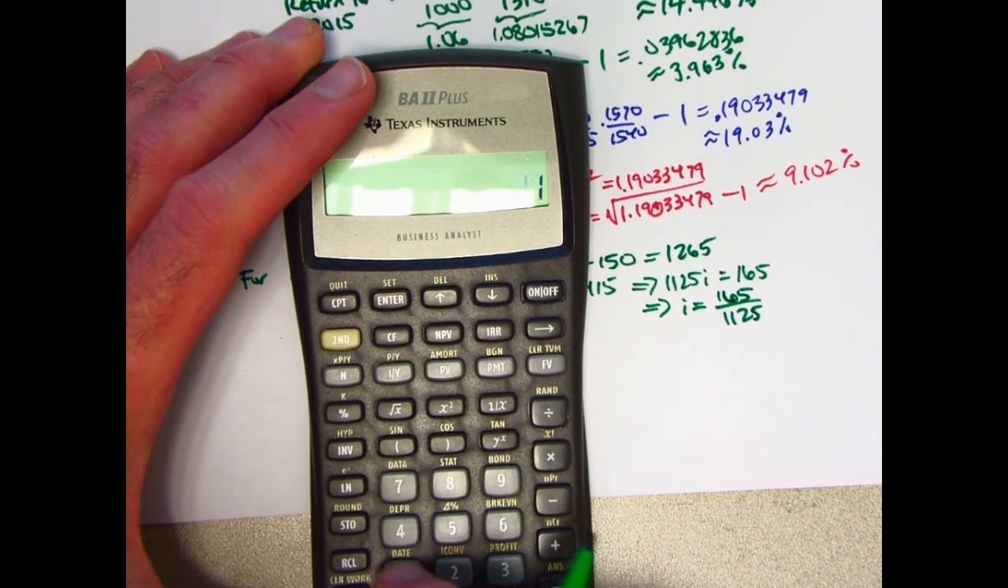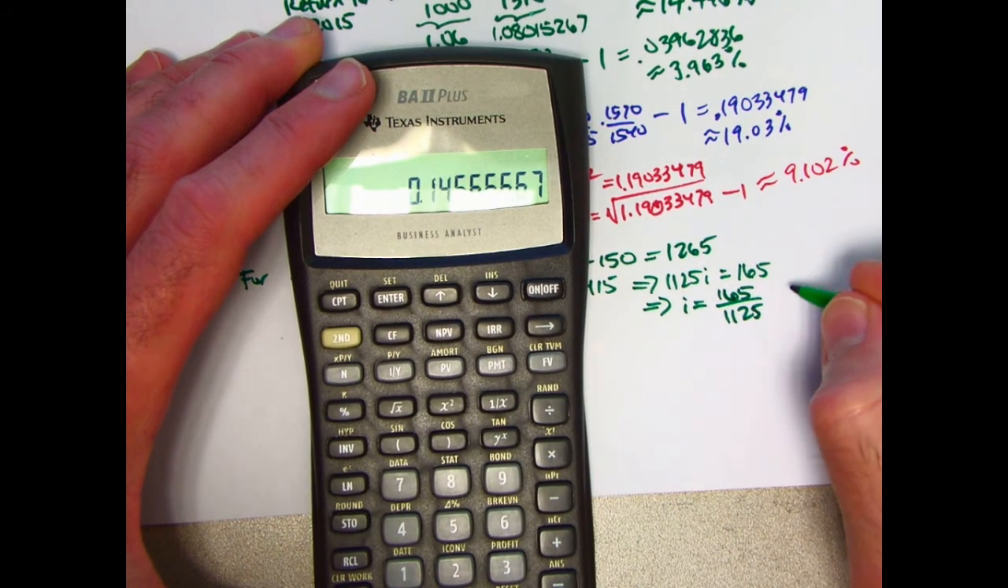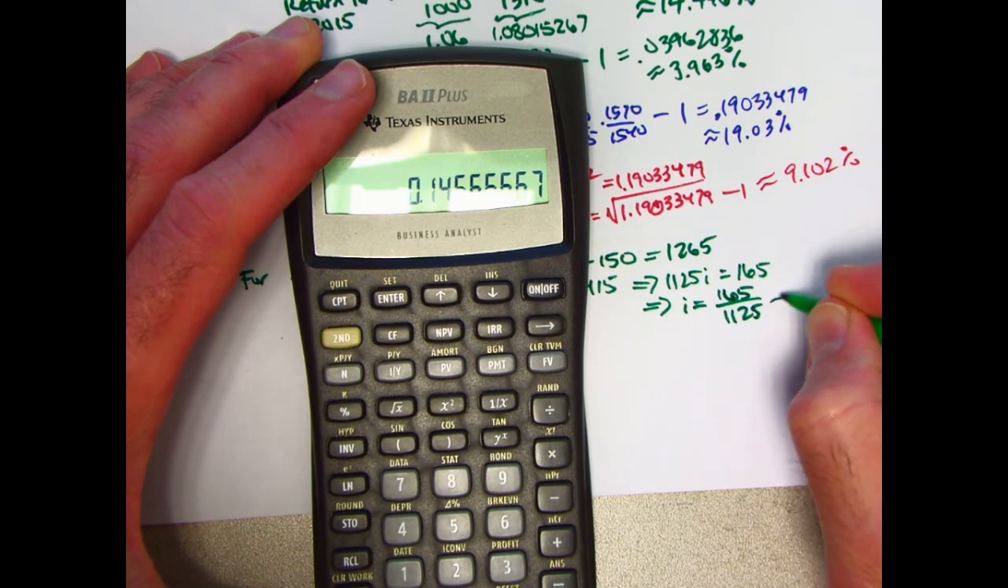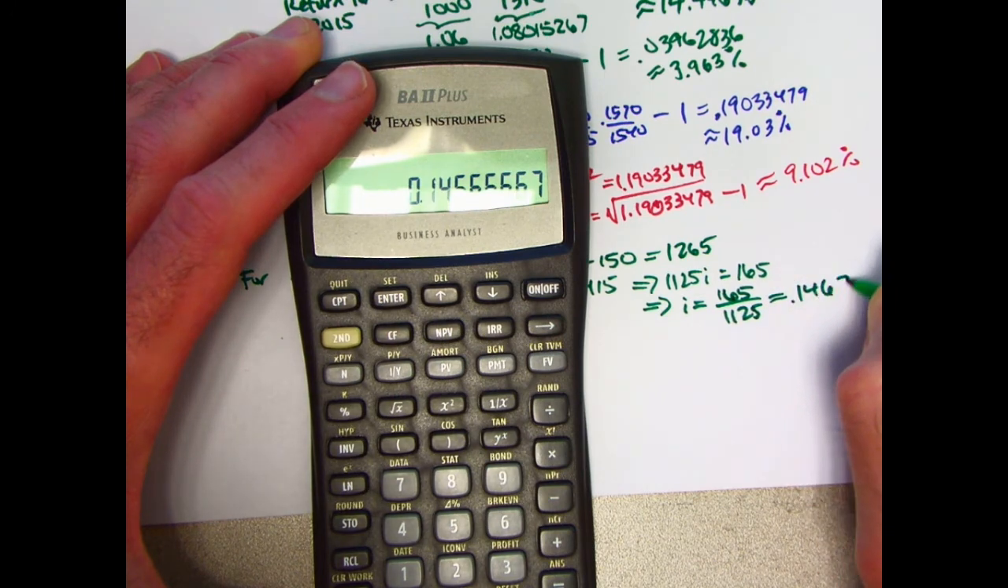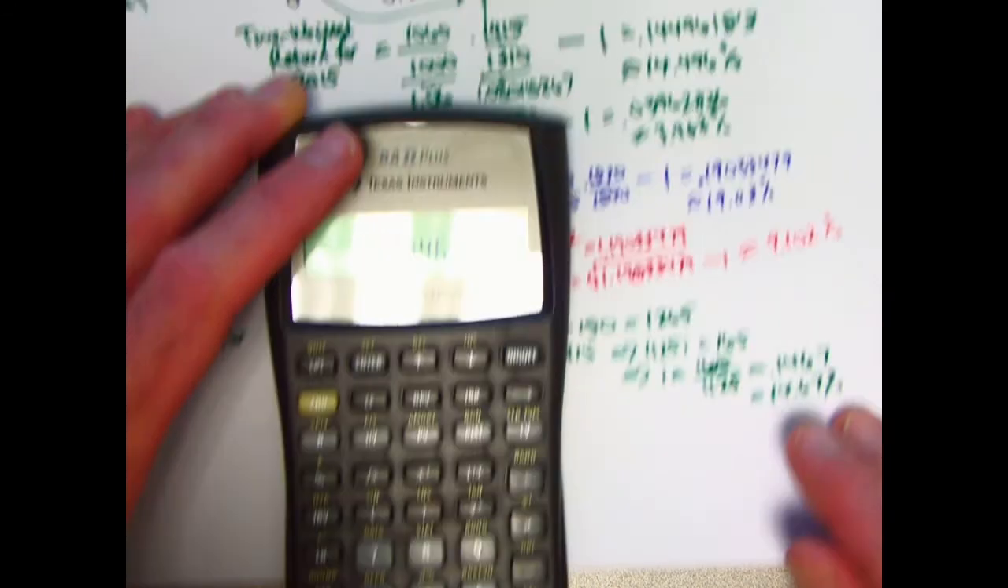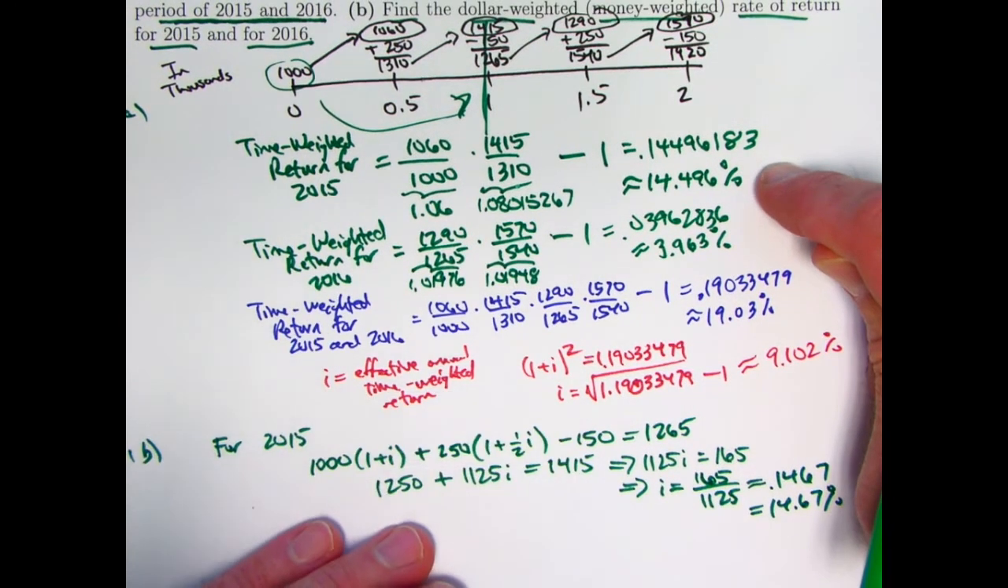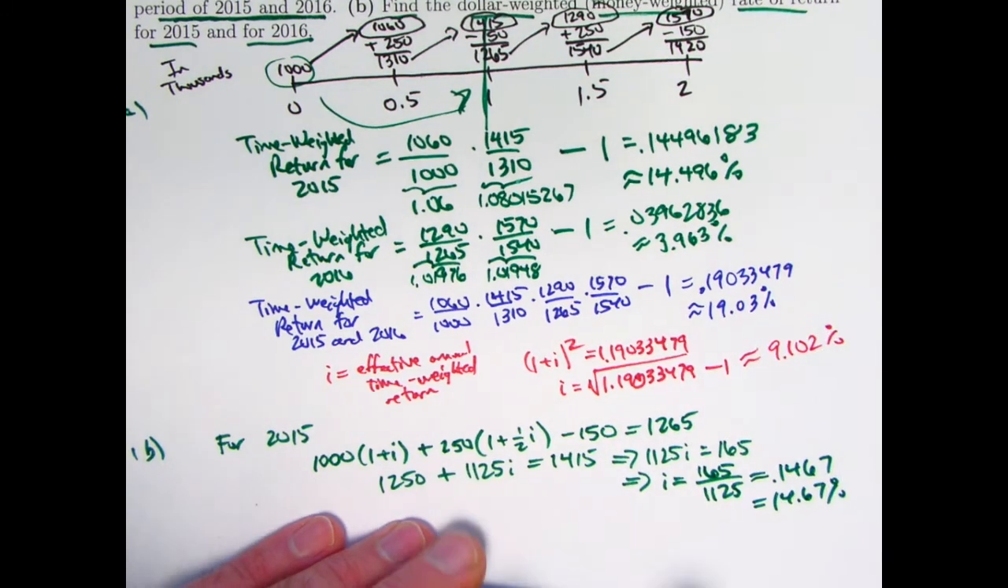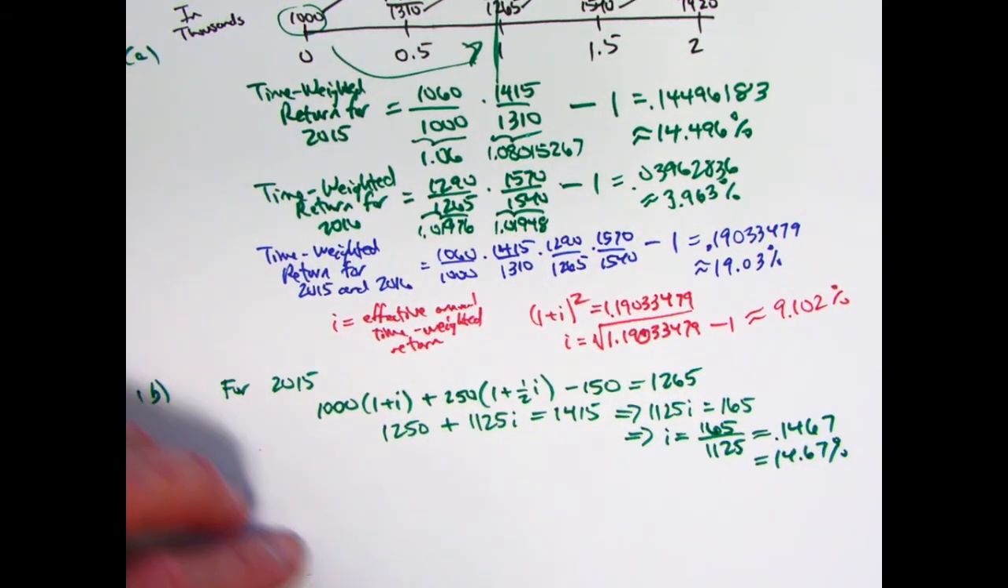165 divided by 1125 comes out to about 14.67%. Not too far away from the time-weighted one. They're relatively close for this one. What about for the next one?